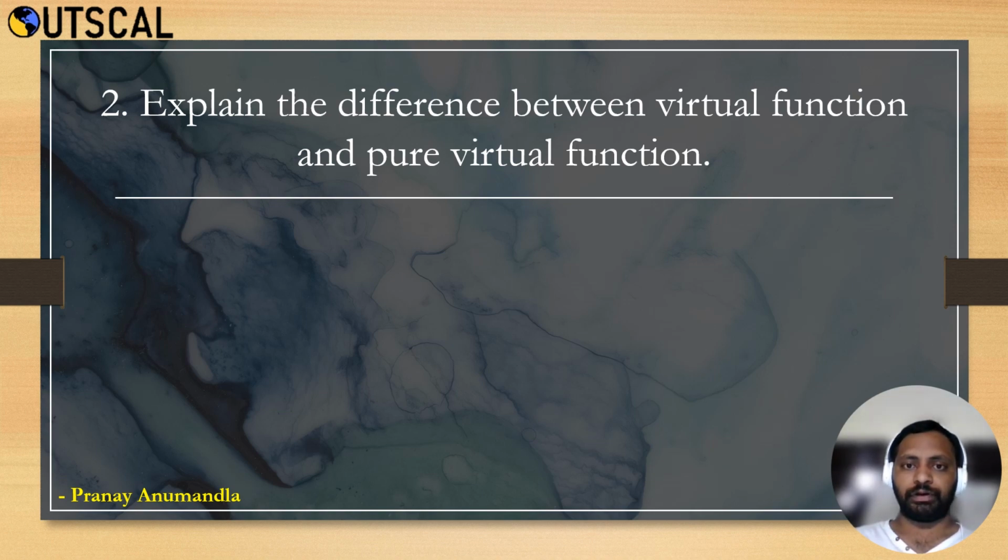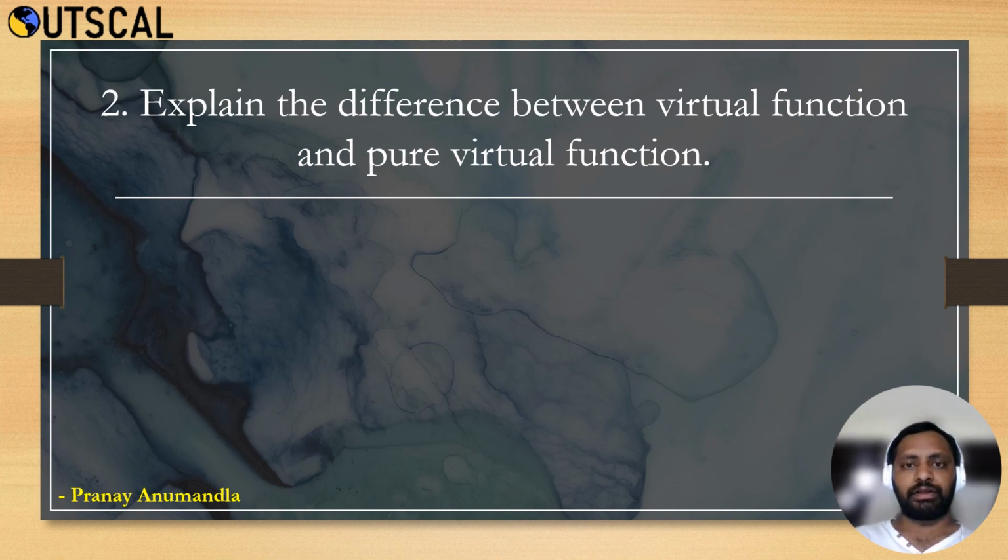If player is a base class, player 1 and player 2 are subclasses. If we are calling with the player 2 reference, then the function will be called and implemented which is defined in the player 2 class itself, not from the player base class. Okay, this is how a virtual function works.